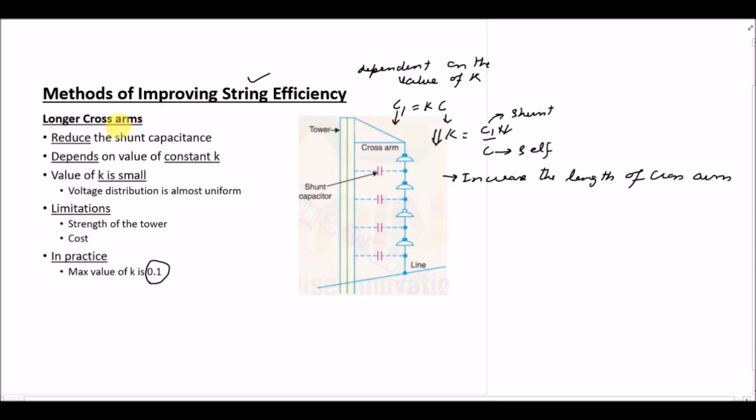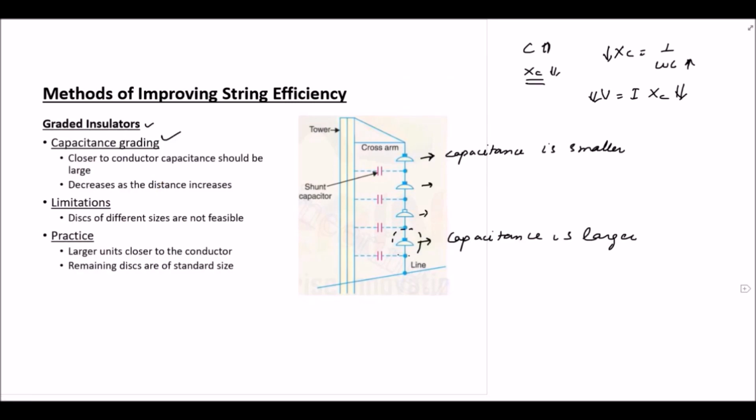The first one was the longer cross arm. We have to increase the length of the cross arm, which is the support for the insulator and is attached to the tower. If you increase the cross arm length, then the value of K will become smaller, because the shunt capacitance C1 will be reduced. If the value of K is reducing, the string efficiency will be increasing, which means the voltage distribution along all these insulators will become more uniform. In practice the maximum value of K is approximately equal to 0.1. So this was the first method.